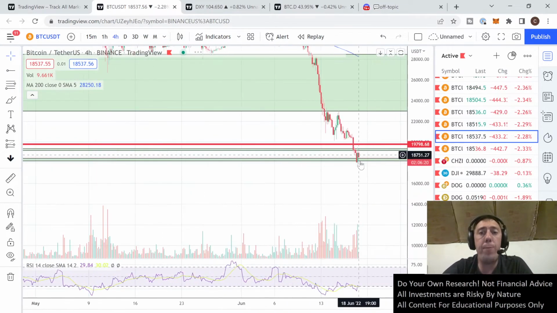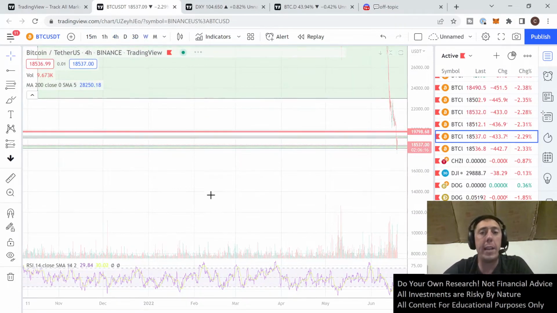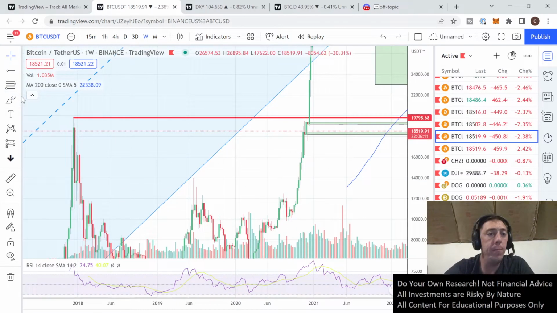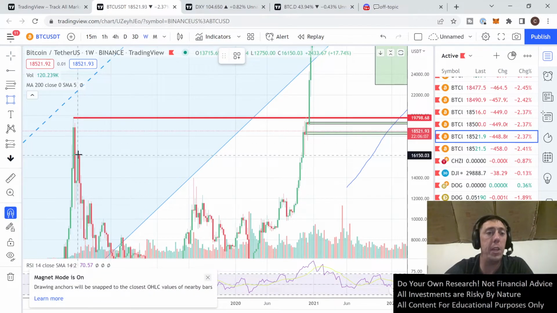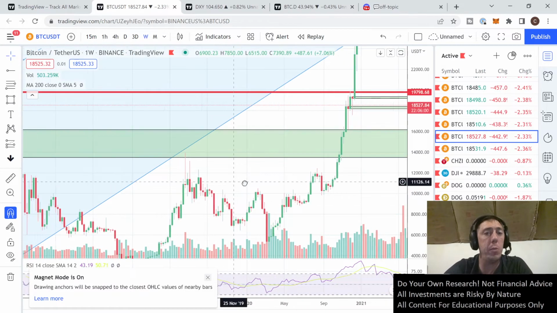Now, if we do lose both of these levels, where are we going to go next? The next key level is right here. And this, I think, is a very significant one. I think this legitimately could be the bottoming structure. This is a major, major support level, and we know it's a very major support level because of this reason.